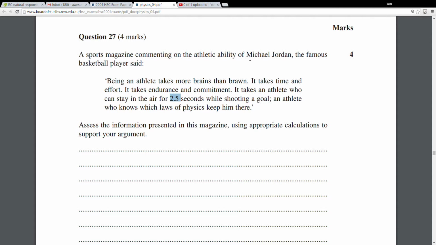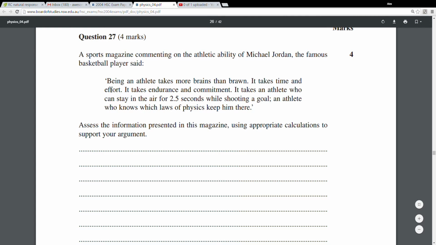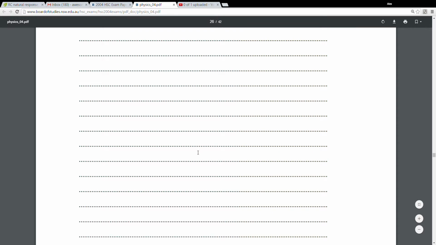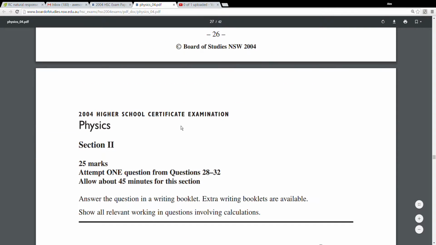And we can treat Michael Jordan as a projectile because we know he's not a rocket. Like, he doesn't have rocket boots, I mean. Assess the information presented, so depending on our calculation, we say this information is correct or incorrect. And yeah, it's 4 marks. So probably 2 marks in the calculation, 1 mark for our judgment, and 1 mark for our reason. Okay, and they gave us a lot of space.